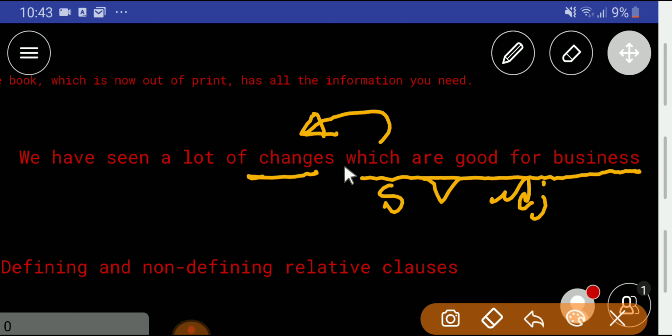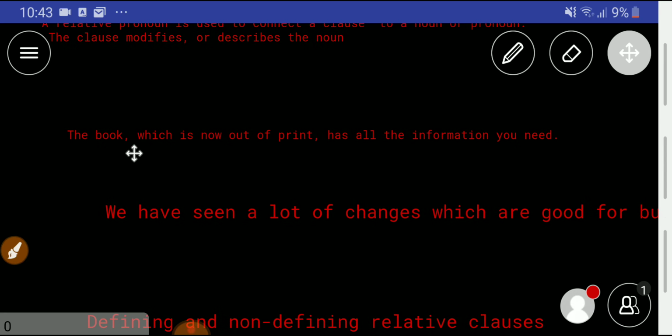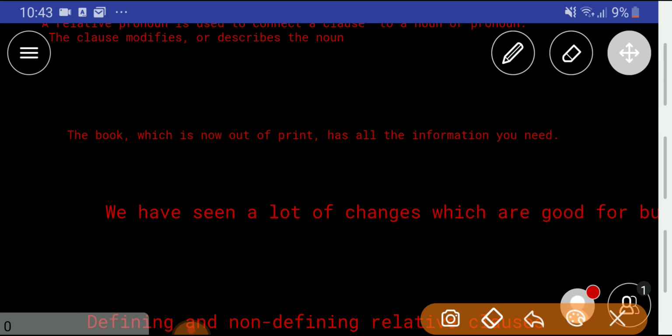Here we are not using a comma. So this is a defining relative clause with a relative pronoun. "Which are good for business" is defining, that is, it is specifying the noun "changes," right? But look at this clause, "the book, which is now out of print, has all the information you need." This is a non-defining relative clause, because it is not specifying the book, it is just expressing extra information.